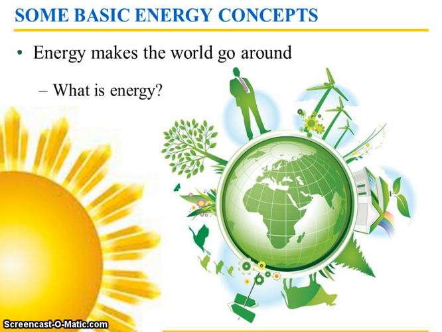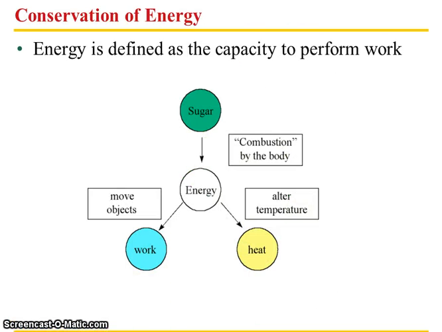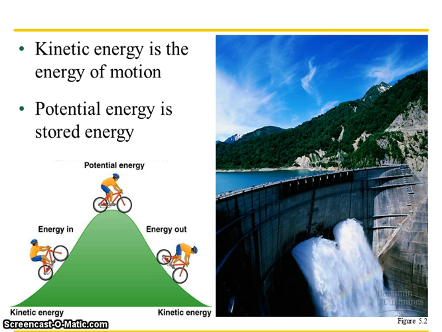So first we're going to talk a little bit about energy. What exactly is energy? We all have lots of ideas of what it is, but the actual definition: energy is defined as the capacity to do work. That means the ability to either move objects or alter the temperature, which can be called work or heat. There are two types of energy: kinetic energy and potential energy.